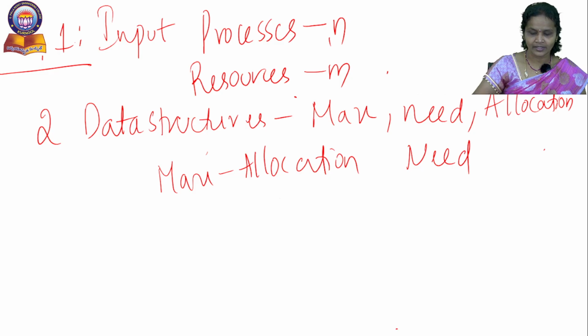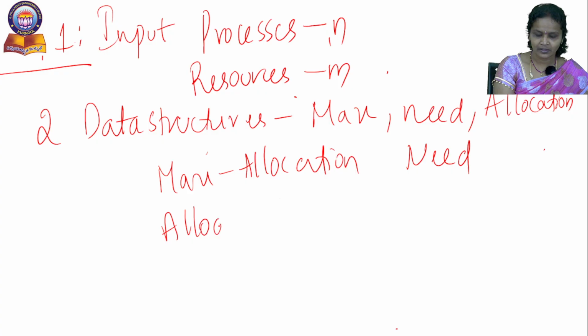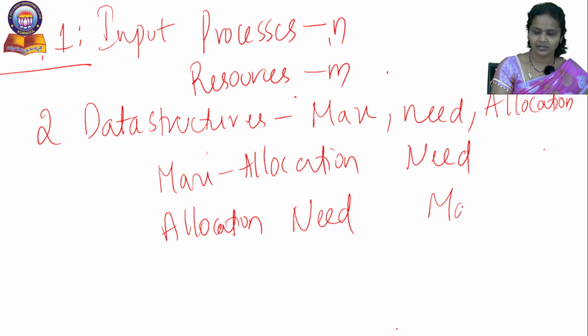So either we can take max and allocation and calculate need, or, depending upon the values given in the problem, sometimes they may give max and allocation. In that case we need to calculate need as we have seen in the problem. Sometimes they may give allocation and need. In that case we need to calculate max. How are we going to do that? We just sum up allocation plus need, and we will be getting the max.